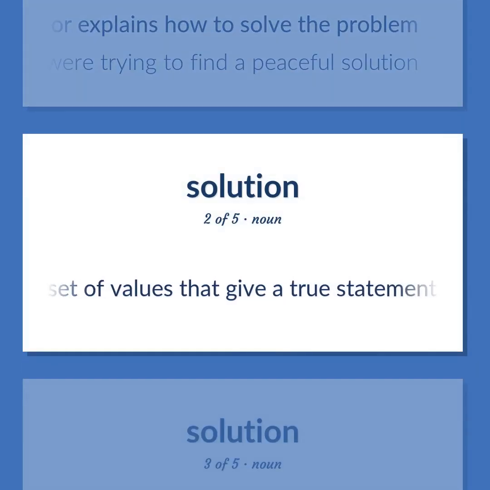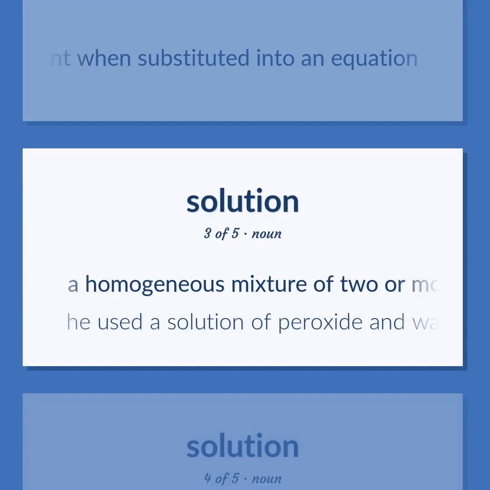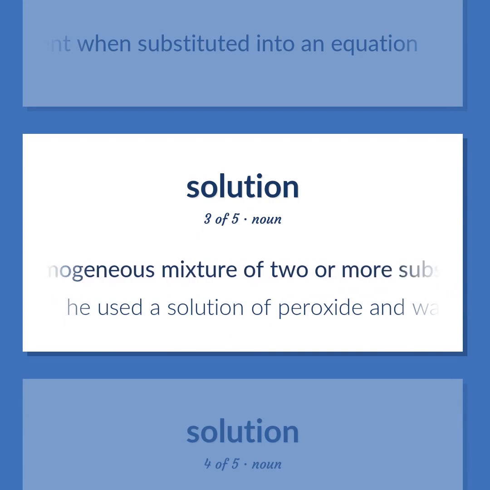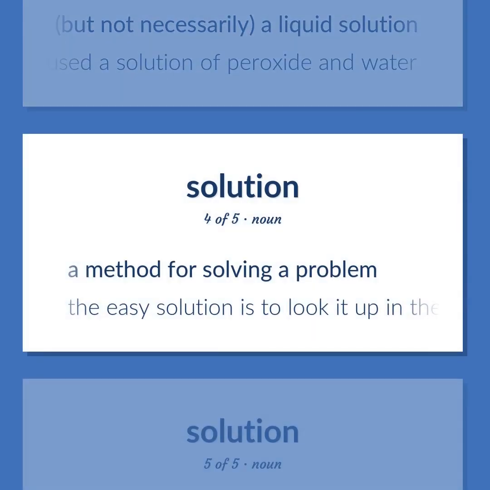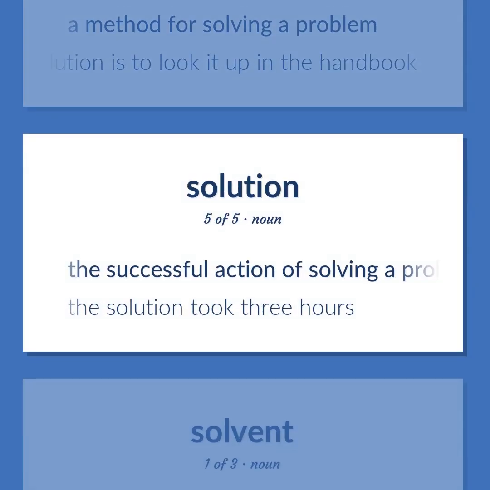The set of values that give a true statement when substituted into an equation. A homogeneous mixture of 2 or more substances, frequently, but not necessarily, a liquid solution. He used a solution of peroxide and water. A method for solving a problem. The easy solution is to look it up in the handbook. The successful action of solving a problem. The solution took 3 hours.